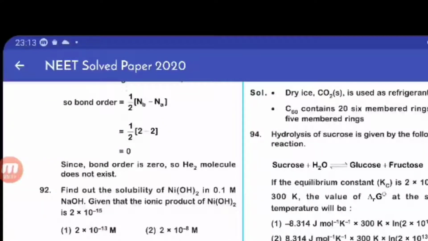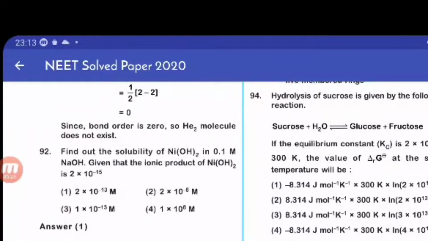Next question: hydrolysis of sucrose is given by the following reaction. Sucrose with water forming glucose and fructose. The equilibrium constant is given. We have to find the Gibbs free energy, delta rG standard of the reaction at the same temperature, that is 300 K. So the formula is delta G is equal to delta G standard plus RT ln Q.